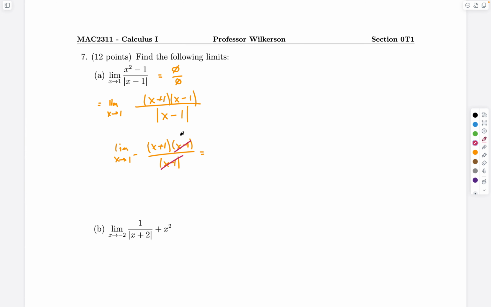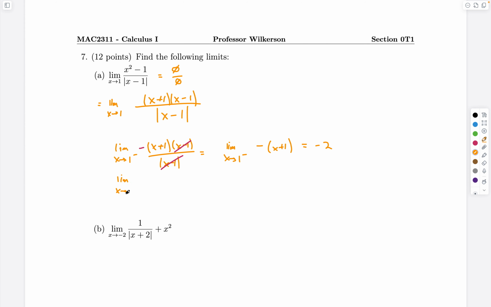I can cancel them, but I need to remember that by plugging in the 1 from the left, this would have produced a negative. So theoretically, I can cancel them, but I have to attribute a negative to the problem to account for that aspect, right? So what I see is that this is really the limit as I go towards 1 from the left of negative x plus 1. And if I plug in 1, 1 plus 1 would be 2. With the negative, I get negative 2. Okay? So from the left side, my limit is negative 2.